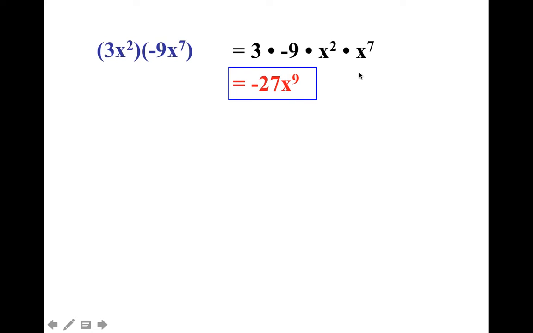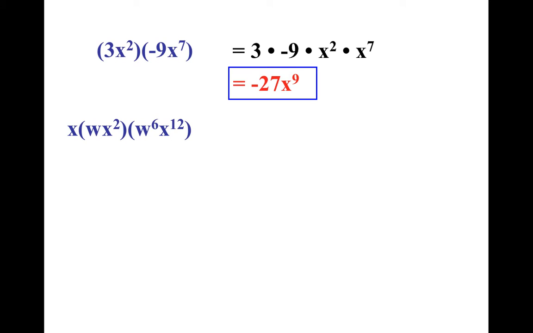Okay, so here we are. How would I be able to find the answer to this? Well, I always find it's easy to deal with numbers that I know first and numbers that I don't know second. So I break it into 2 pieces. Notice I put these numbers together. 3 times negative 9 would be negative 27, and 2 plus 7 will be 9. Ta-da! 3 times negative 9, negative 27. 2 x's, 7 x's, 9 x's.